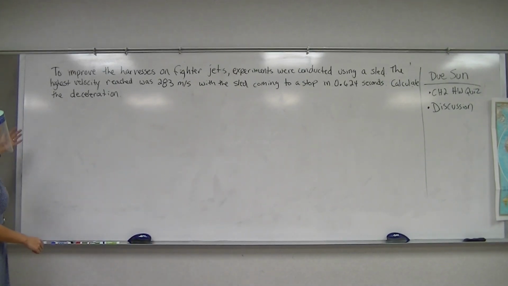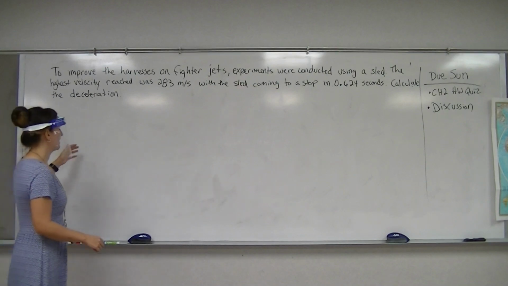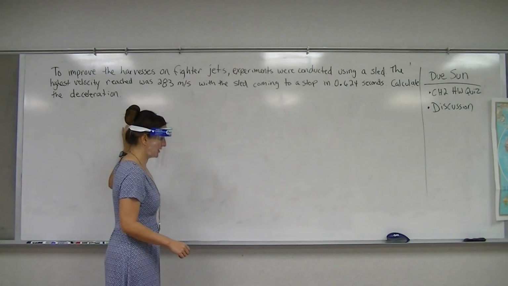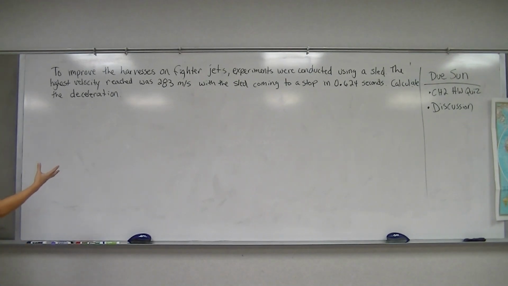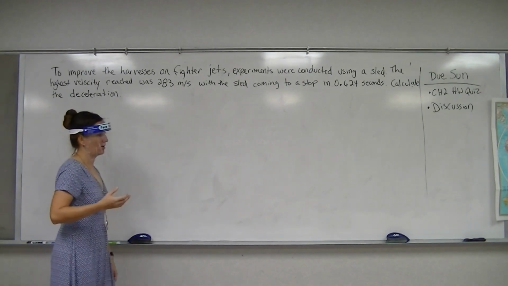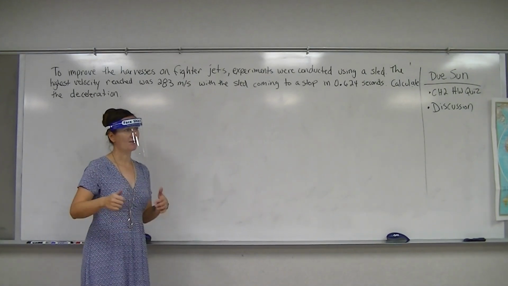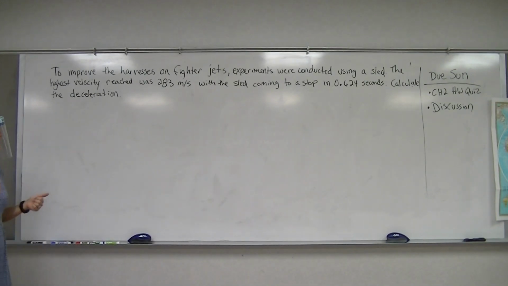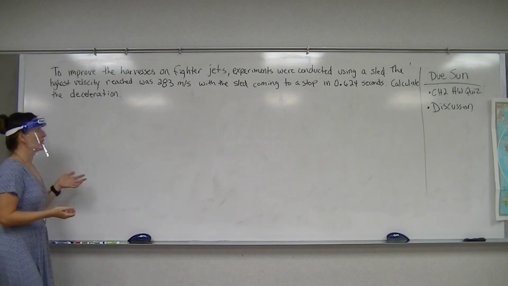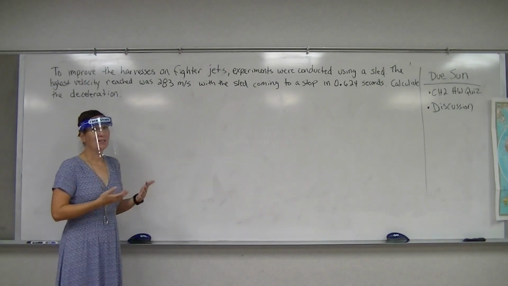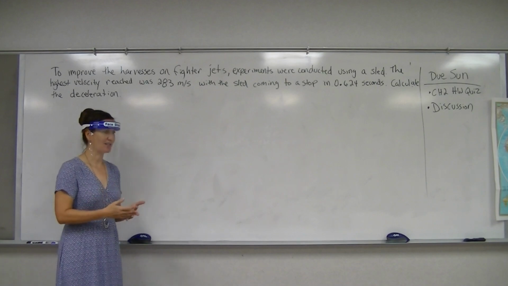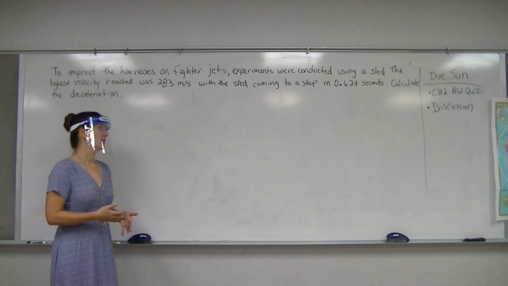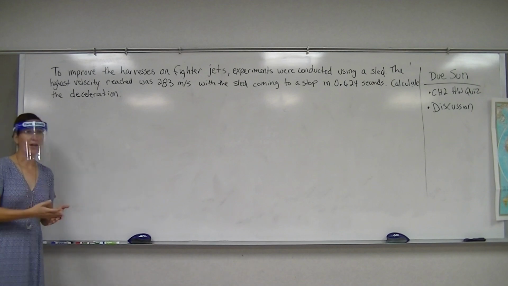In this example, this was a real world example actually. Colonel Stack, I believe was his name, conducted these experiments. He was trying to improve the harnesses on fighter jets. Up until this point, they didn't have ejection seats on fighter jets because they didn't think the person would survive if they did. So he did experiments to see what was the human limit for deceleration or for acceleration. How fast could a person slow down without dying, essentially?